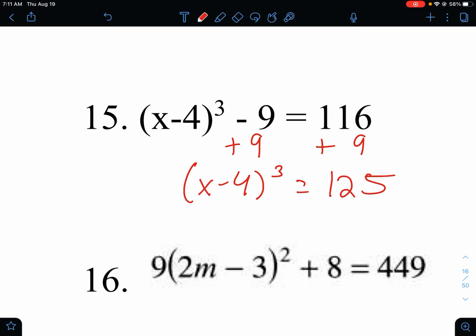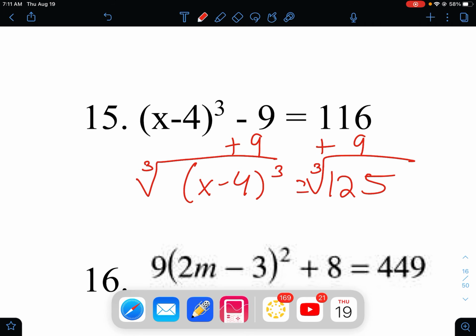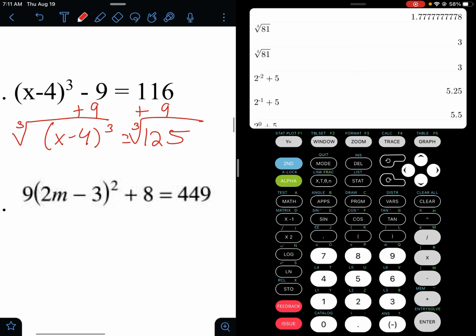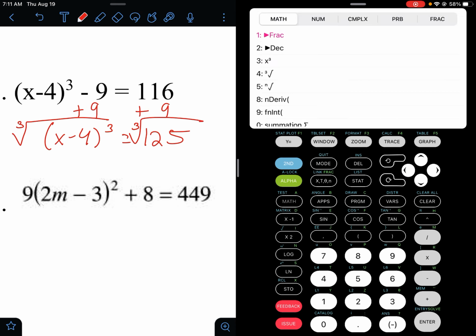Now to get rid of my cube, I'm going to cube root. Some of you might know the answer just from looking at this. If you don't, that is absolutely no big deal. You can go to your calculator. You'd go to math, and you can go down to the cube root. There we go. And we can put in 125 here. You see that the answer is 5.